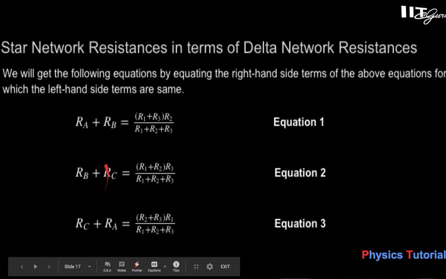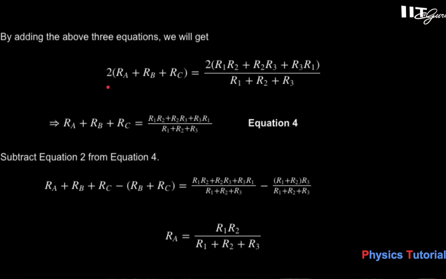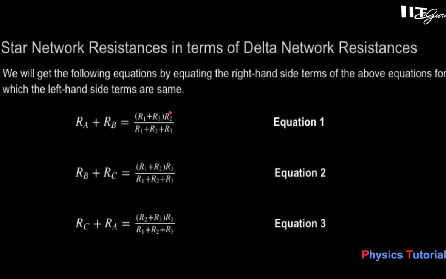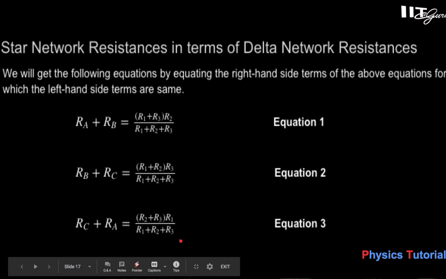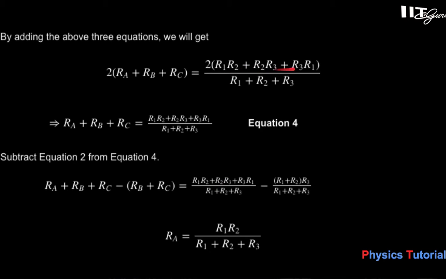All these terms are appearing twice. So what we say here, if you add these three equations, twice of RA plus RB plus RC is equal to... if you multiply R1 R2, and here R3 R2, here R1 R3, R3 R2, in this way you will find R1 R2, R2 R3 and R3 R1 are also appearing twice. So we get twice of R1 R2 plus R2 R3 plus R3 R1, and R1 plus R2 plus R3. This denominator is throughout there.